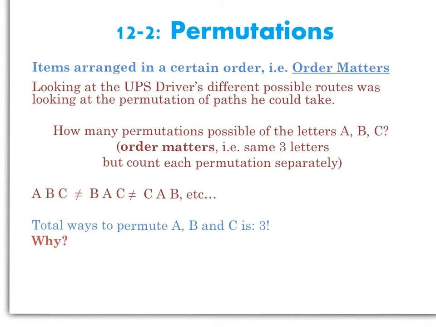So we can go on down to how many permutations are possible of the letters A, B, and C. Even though it's the same three letters, ABC is not considered the same thing as BAC or CAB. These are all three separate permutations. And if we go through and do the trees that we did the other day, we can look at all the possibilities, and we already know from the work we did the other day that this is going to end up being 6 different possibilities, or 3 factorial.